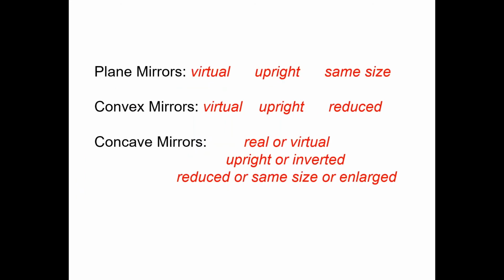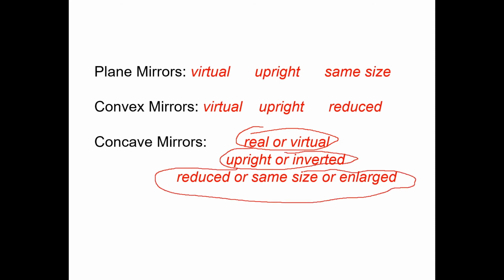So we're going to add this to our list now. Remember, plane mirrors were always virtual, as were convex. With plane mirrors the image was always upright, as was convex. Plane mirrors only produce the same size image, and convex produce reduced image. But with concave mirrors, we get both real and virtual. We get both upright and inverted. We get reduced size, same size, and enlarged. So you can get any kind of image from concave mirrors.